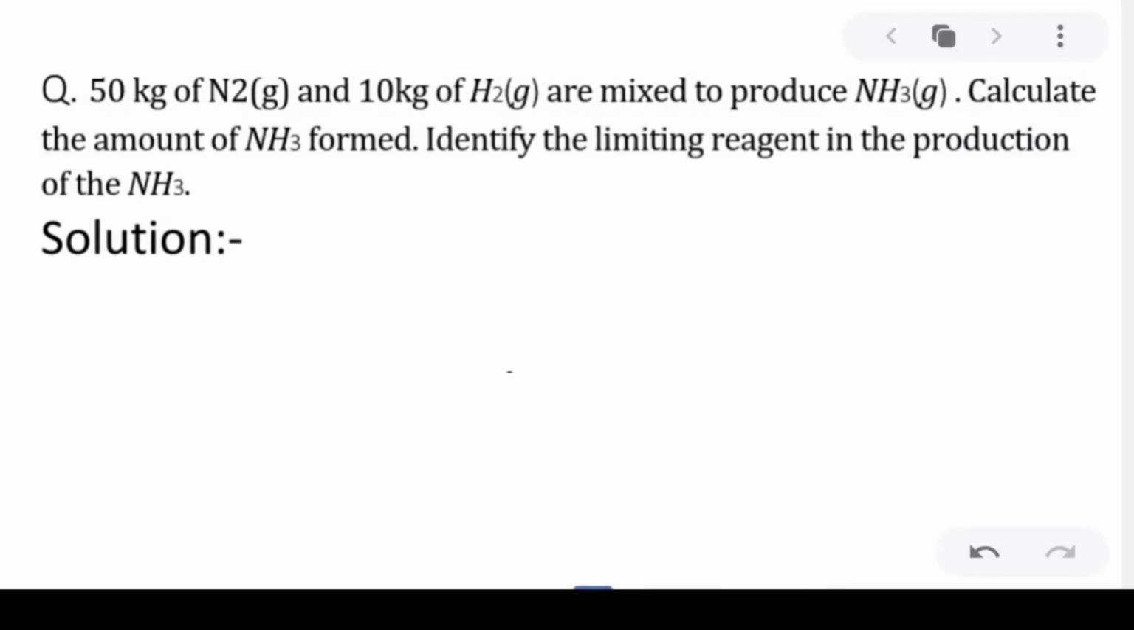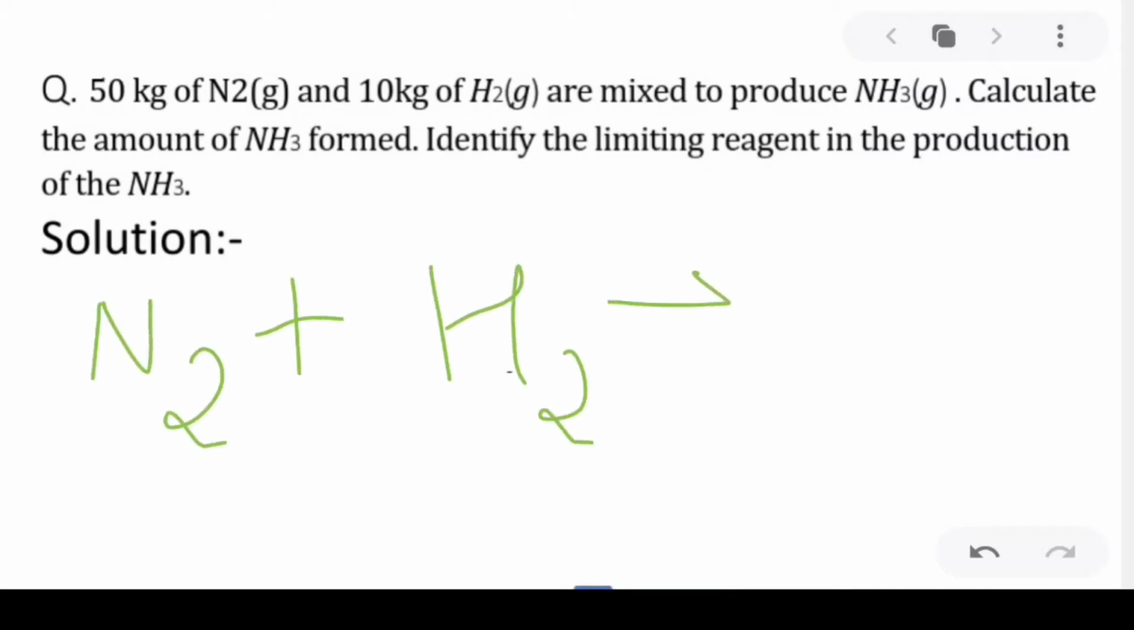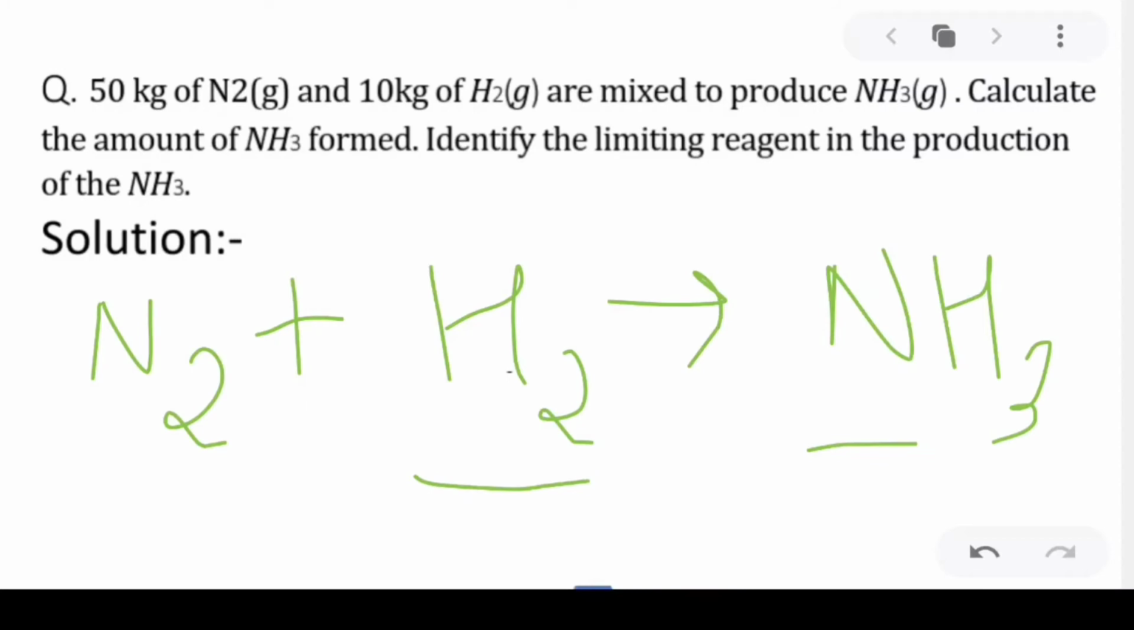50 kg of N2 and 10 kg of H2 are mixed to produce NH3. Calculate the amount of NH3 formed. Identify the limiting reagent in the production of NH3. So our first step is to write the chemical equation and then balance it. The chemical equation will be N2 plus H2 gives us NH3. On the left hand side the number of N atoms is 2, whereas on the right hand side it is 1. On the left hand side hydrogen atoms are 2, whereas on the right hand side it is 3.